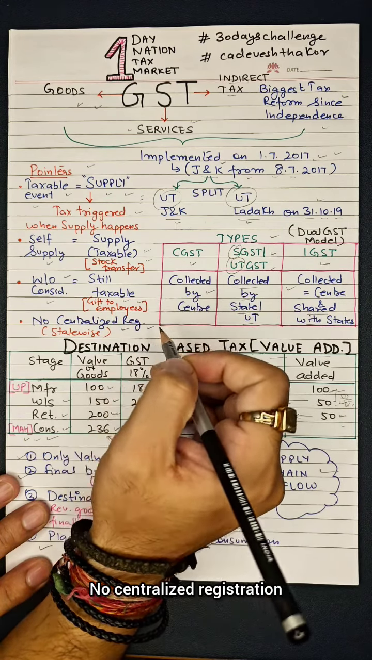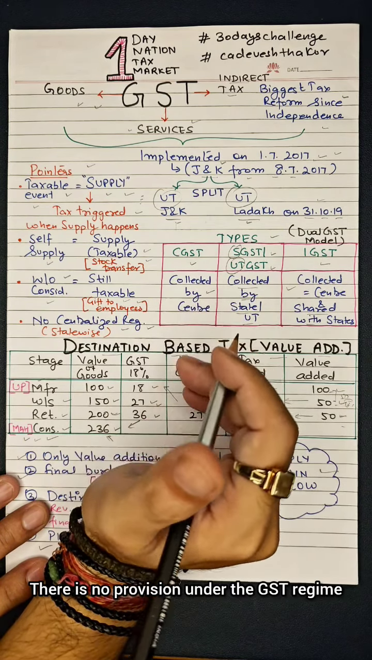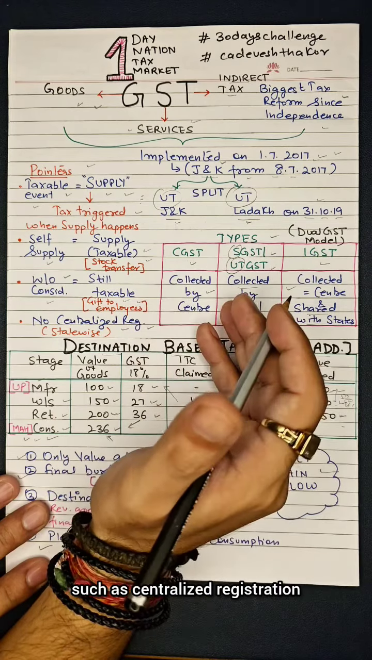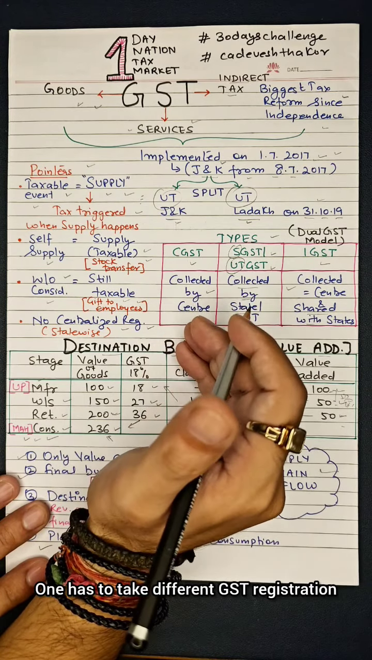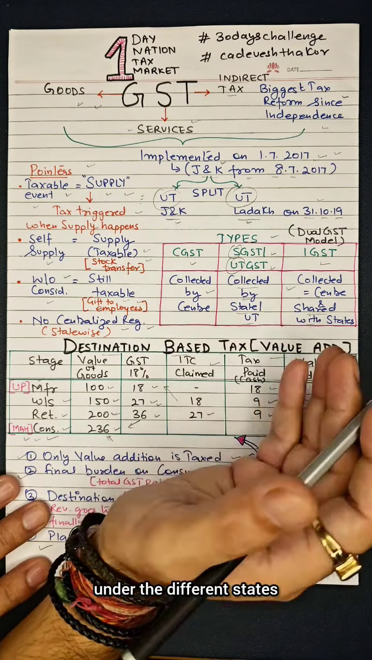No centralized registration. There is no provision under the GST regime such as centralized registration. One has to take a different GST registration in the different states.